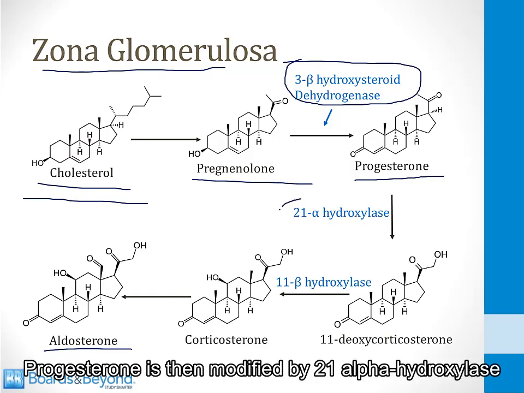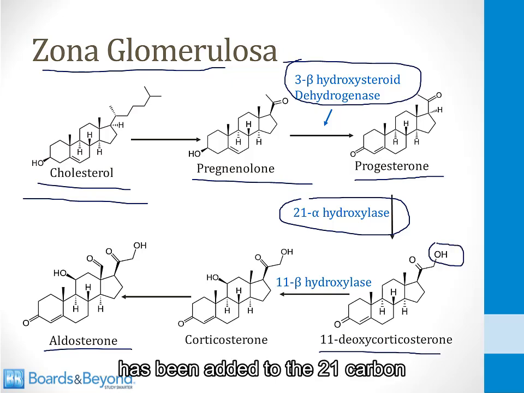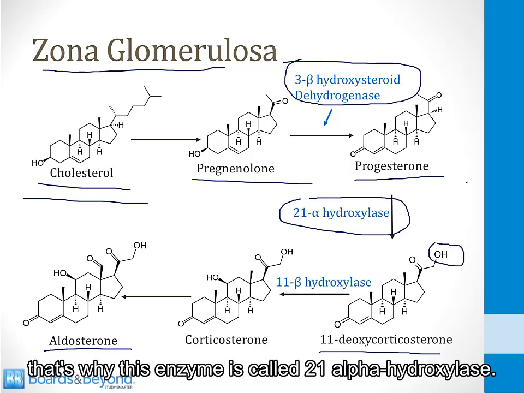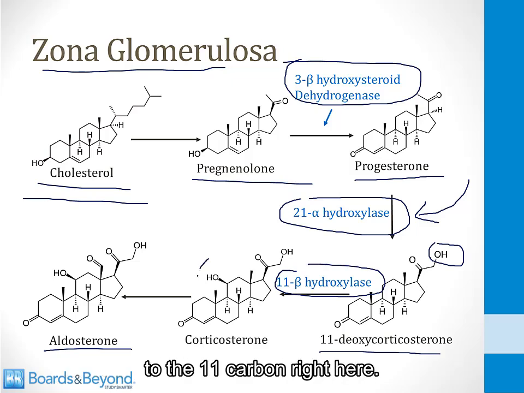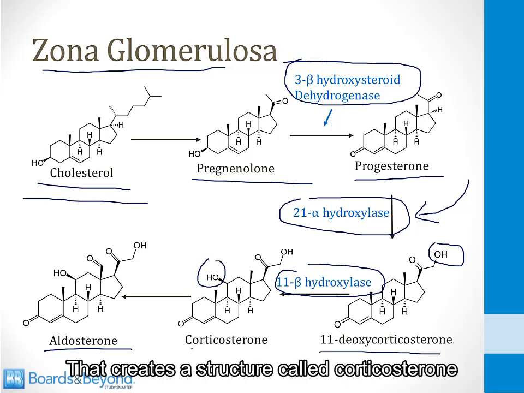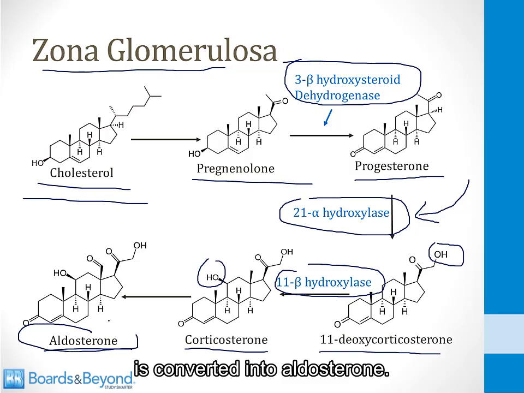Progesterone is then modified by 21-alpha-hydroxylase into 11-deoxycorticosterone, and you can see that a hydroxyl group has been added to the 21 carbon. That's why this enzyme is called 21-alpha-hydroxylase. There's then an enzyme called 11-beta-hydroxylase, which adds a hydroxyl group to the 11 carbon right here. That creates a structure called corticosterone, and then corticosterone finally is converted into aldosterone.